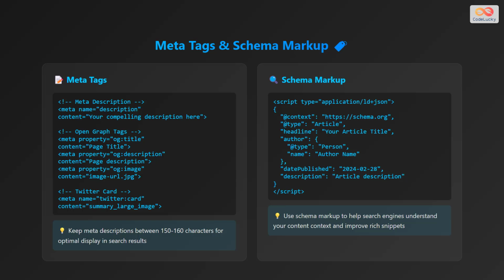Open graph tags that contain a property attribute with a value og:title, and the content attribute that holds the page title. Property attribute with a value og:description, and the content attribute that holds the page description. Property attribute with a value og:image, and the content attribute that holds the image uniform resource locator. And finally, a Twitter card containing a name attribute with a value twitter:card, and the content attribute that holds the summary_large_image value.